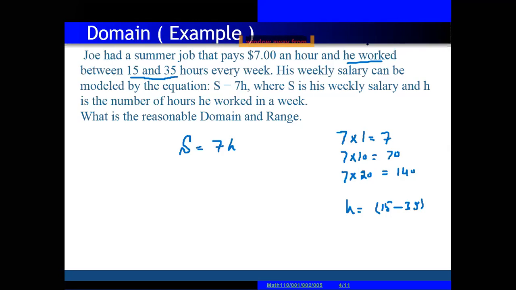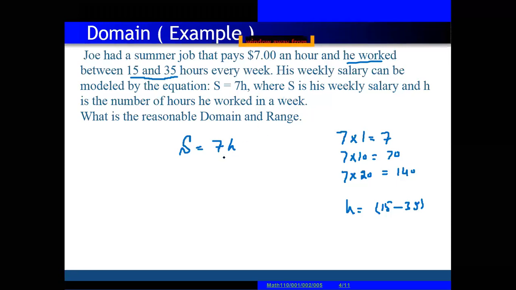Salary and work hours. Which one is dependent? Salary depends upon work hours. Yes, excellent. Salary is dependent. Salary depends upon your work hours. If you change your work hours, your salary will change. Excellent. Now you can see here, what are the possible values of H?